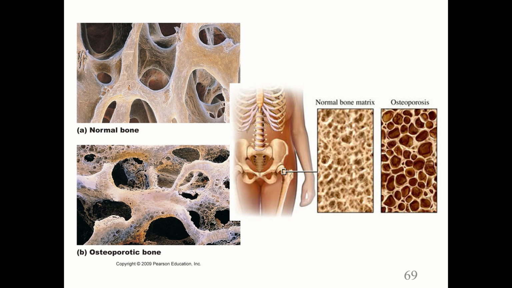This is an illustration of normal bone versus osteoporotic bone. In the normal bone matrix, we see a dense network of trabeculae in the spongy bone, whereas in osteoporosis, we can see that there are large spaces, hence osteo meaning bone, porosis meaning porous, porous bone.